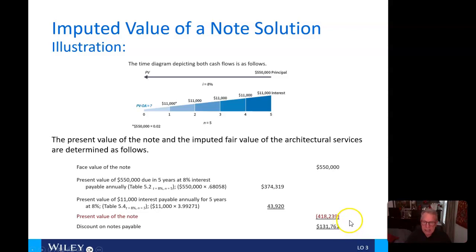That means that the discount on the notes payable, the difference between $418,239 and $550,000, is $131,761.